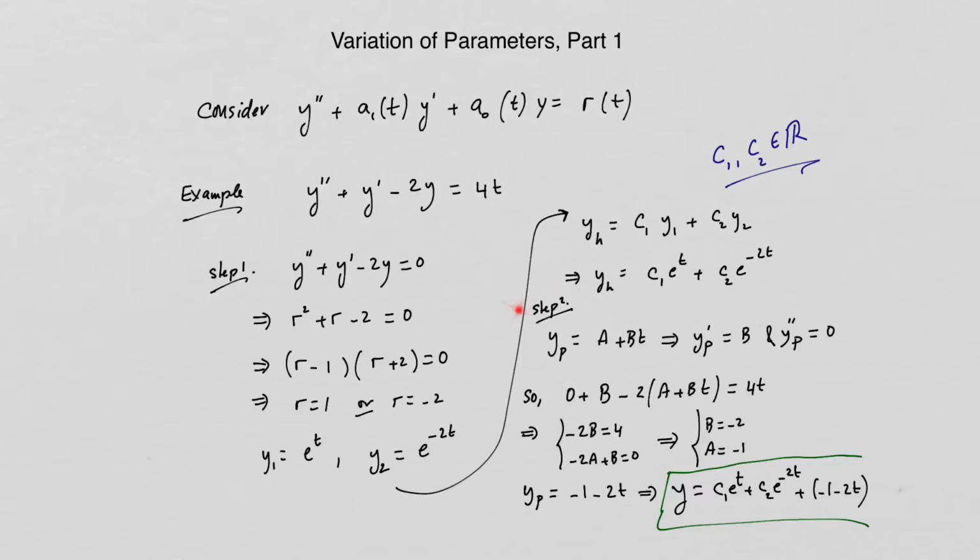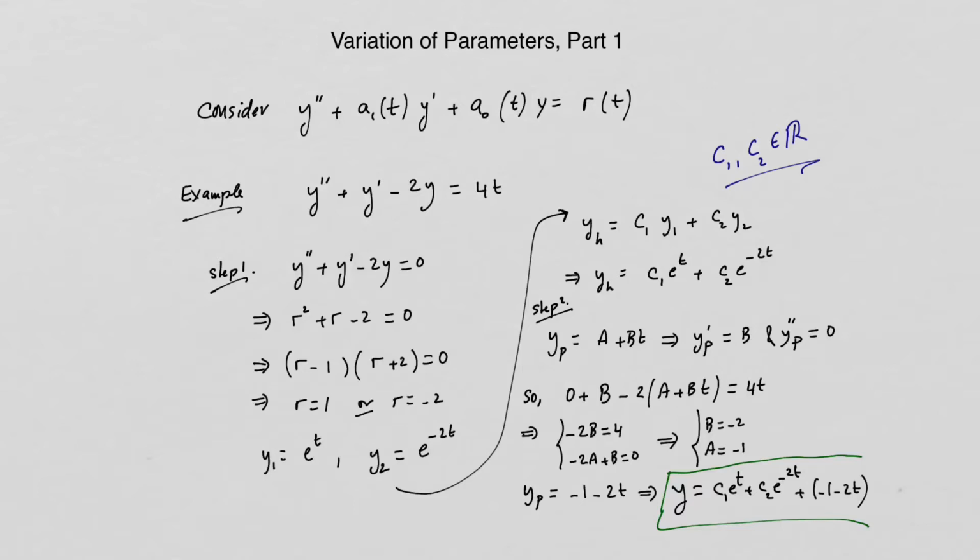And then we proceed to step 2, which is to try to guess a function that if I put it in here, I get an output of 4t. Of course, we're going to get a linear function, differentiate it twice. I'm looking for the particular solution. Set up your system. You know how to do this. And I got -1 minus 2t.